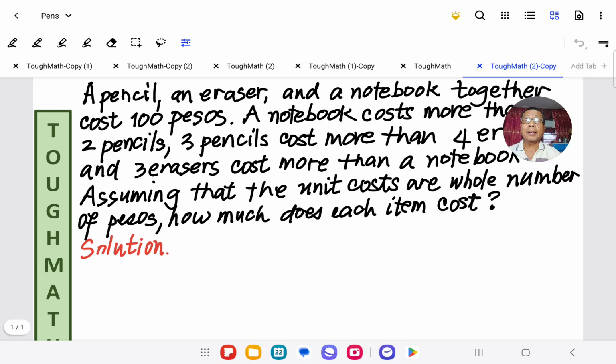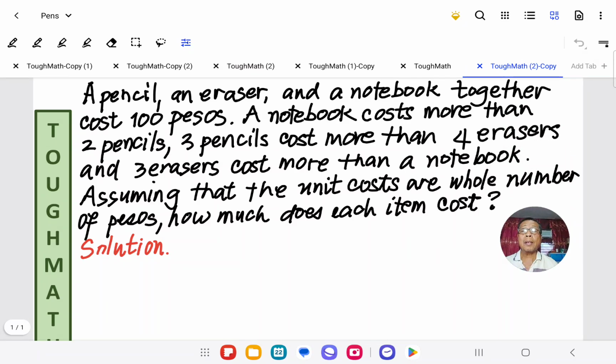A pencil, an eraser, and a notebook together cost 100 pesos. A notebook costs more than 2 pencils. 3 pencils cost more than 4 erasers, and 3 erasers cost more than a notebook. Assuming that the unit costs are whole number of pesos, how much does each item cost?